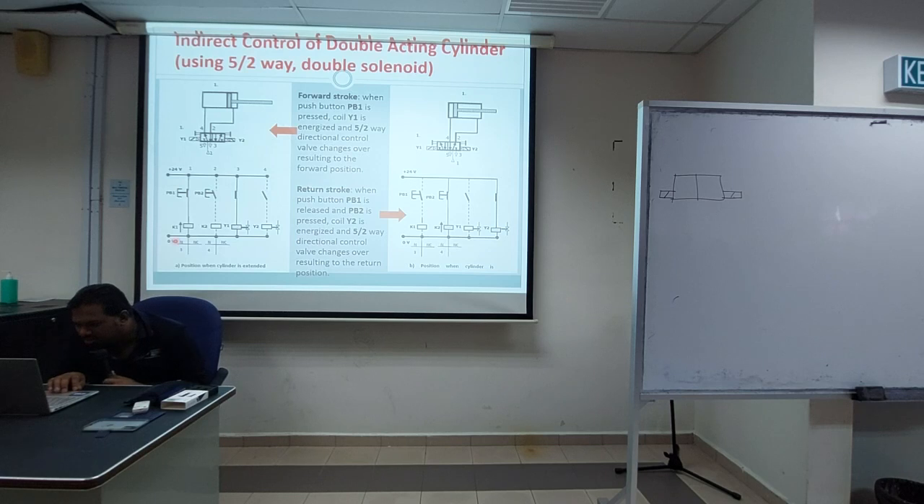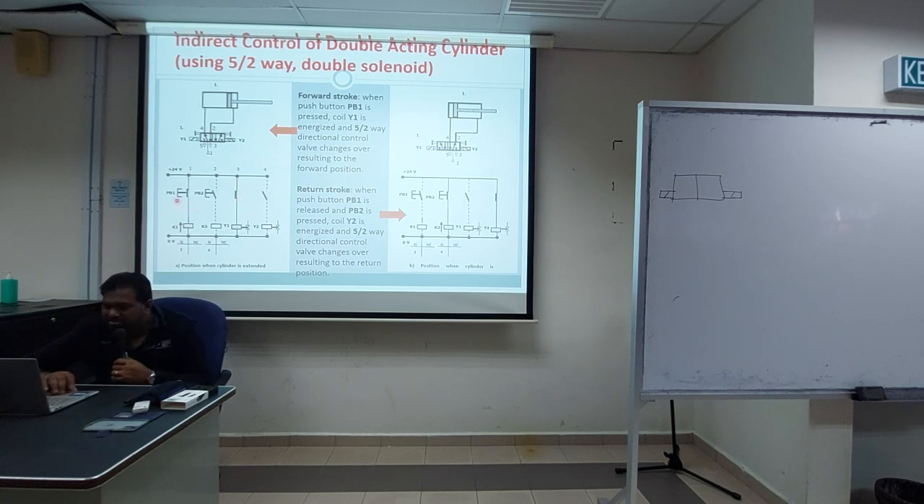Mana coil? Oh, dia tak label ya. Dia suppose dekat sini adalah K1. Dia kena ada K1, K2. Dekat sini dia tak letak nama.